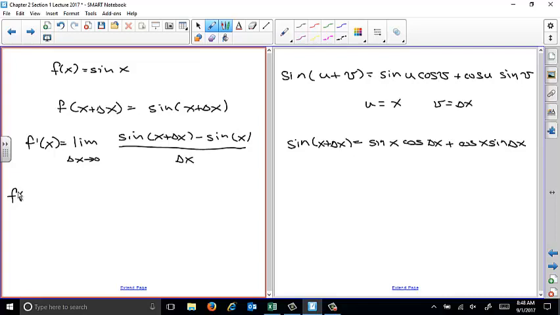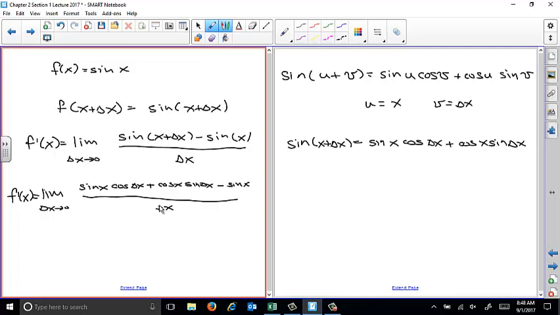We get f prime of x equals the limit as delta x goes to 0, and again, if you set delta x equal to 0, you get an indeterminate result. Let's see what we get: sine of x cosine delta x plus cosine x sine delta x minus sine of x, all divided by delta x. Okay, we haven't eliminated everything yet, so it's still indeterminate.